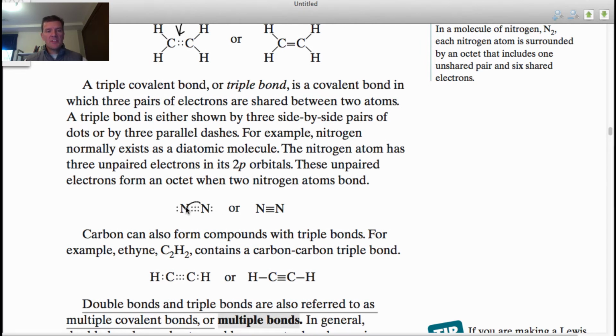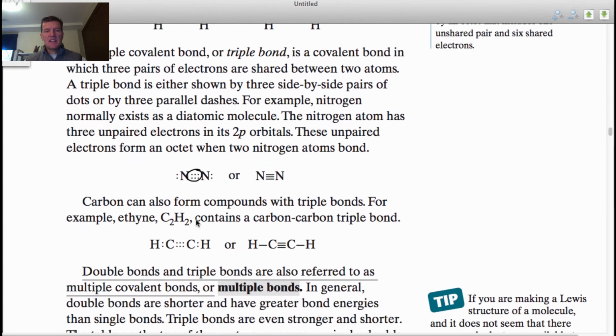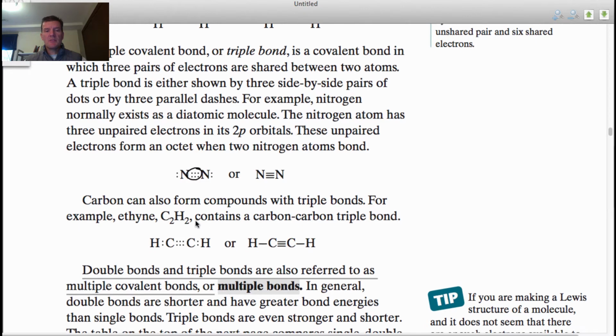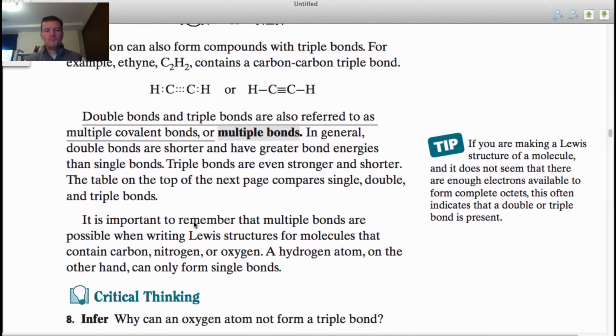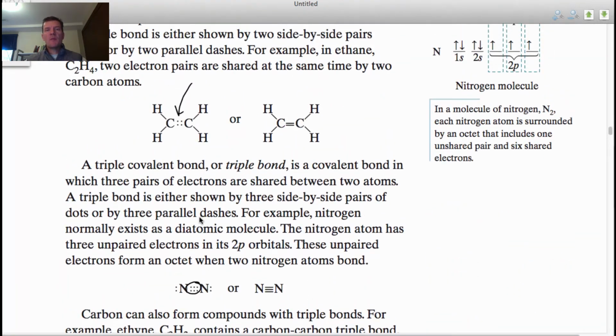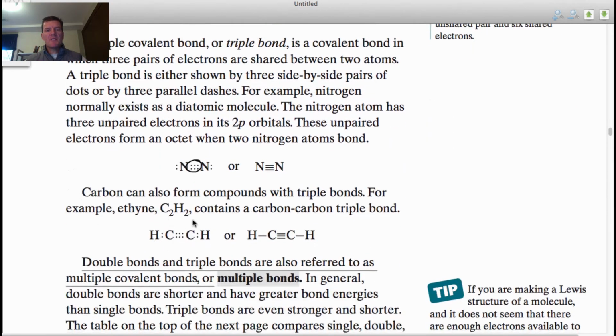Or they might have to share 6 electrons. In that case, that would be a triple bond. In these cases, a double bond is stronger than a single. A triple is stronger than a double. The bond length gets shorter and shorter the more multiple bonds you have there. Okay?